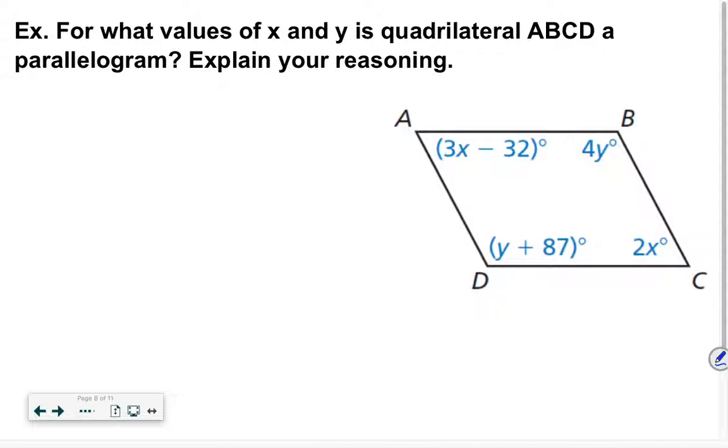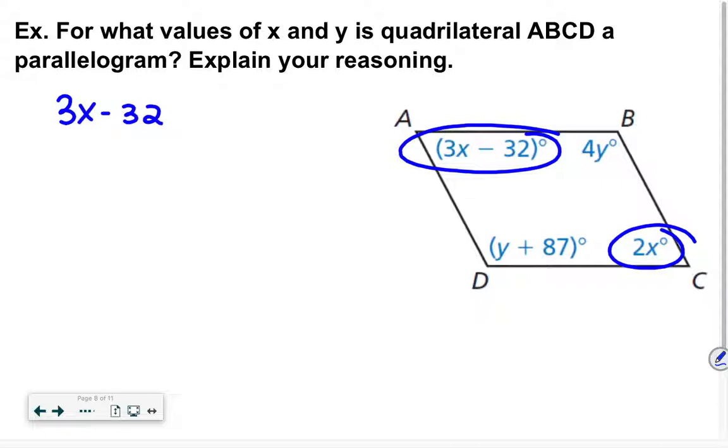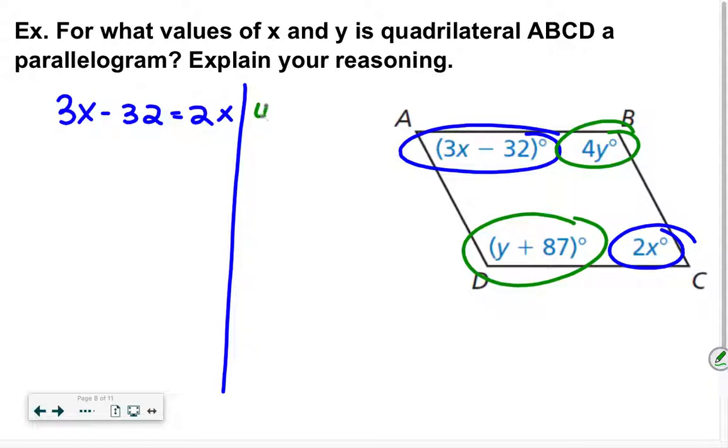But regarding the angles, one of the ways to prove it's a parallelogram is if we can prove that the opposite angles are congruent to each other. So if we look at this picture here, Aaliyah, can you point out a pair of opposite angles? Okay, A and C. So if this is a parallelogram, then those two angles should equal each other. And then my other pair should also equal each other. And then I'll solve for each.